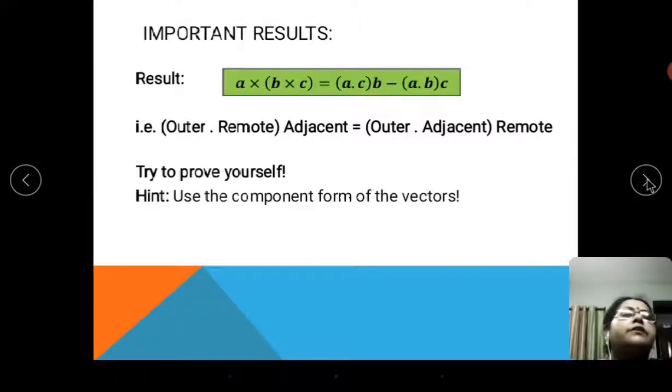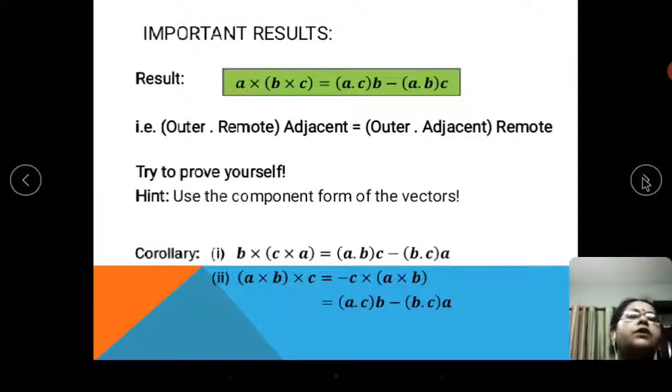Okay, and as a corollary to this result, we can write some more results over here. Like if we have (B cross C) cross A instead of A cross (B cross C), we have just the positions changed. Now again we use this formula, outer dot remote, so (B dot A) multiplied with C. Now B dot A is A dot B, so it's commonly written as (A dot B)C minus outer dot adjacent, so (B dot C)A.